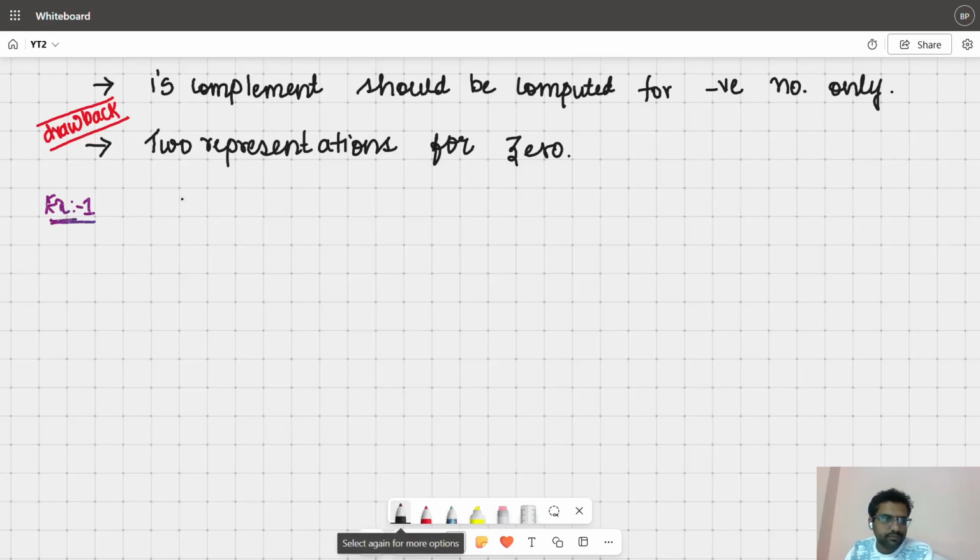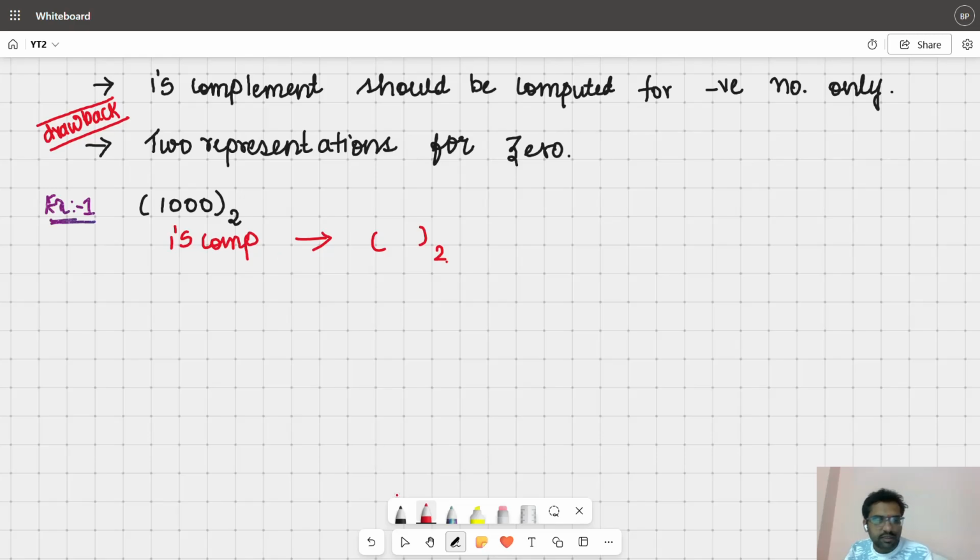So in the one's complement representation, a number is given like 1000 to the base of 2. Now find its equivalent value. So it is given that it is in the one's complement form. We need to find its equivalent form.